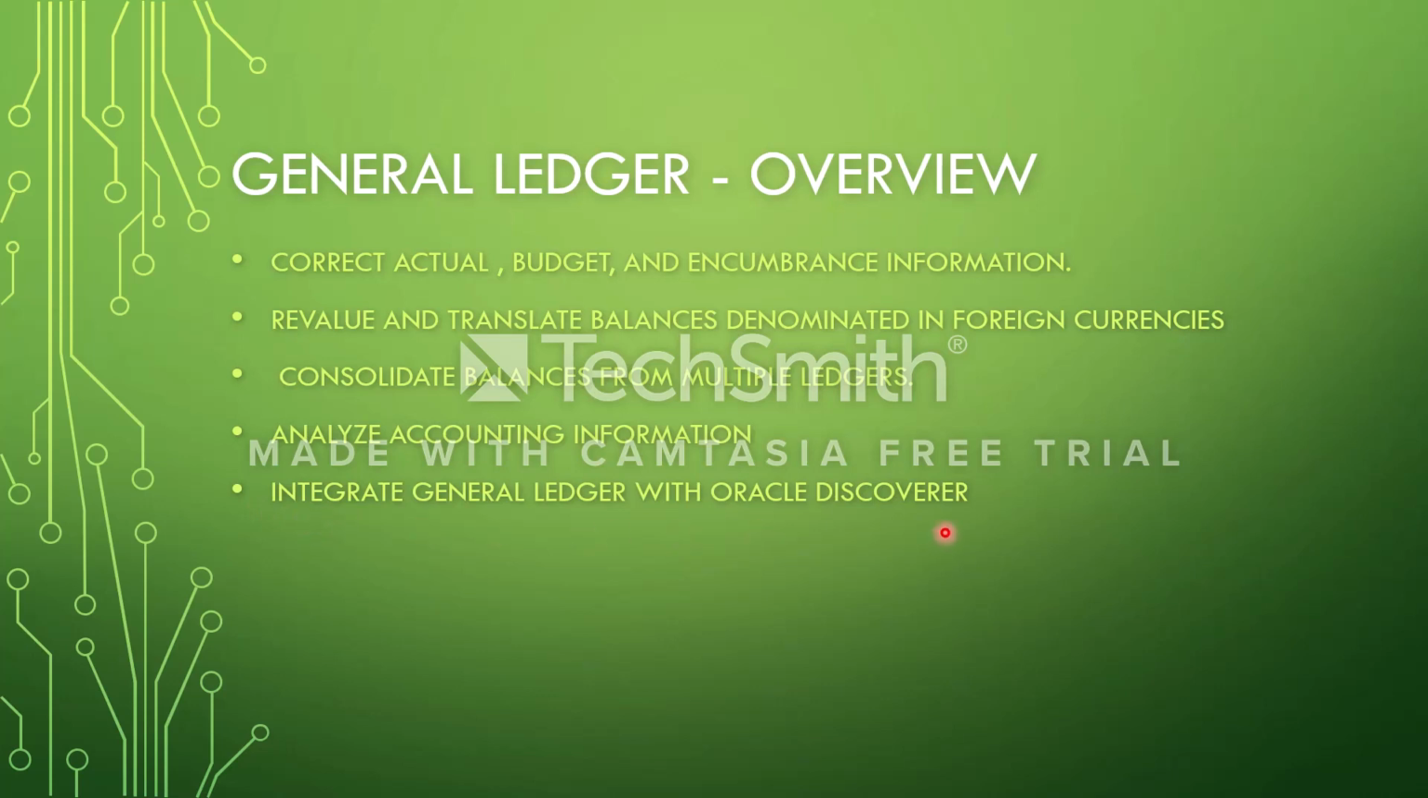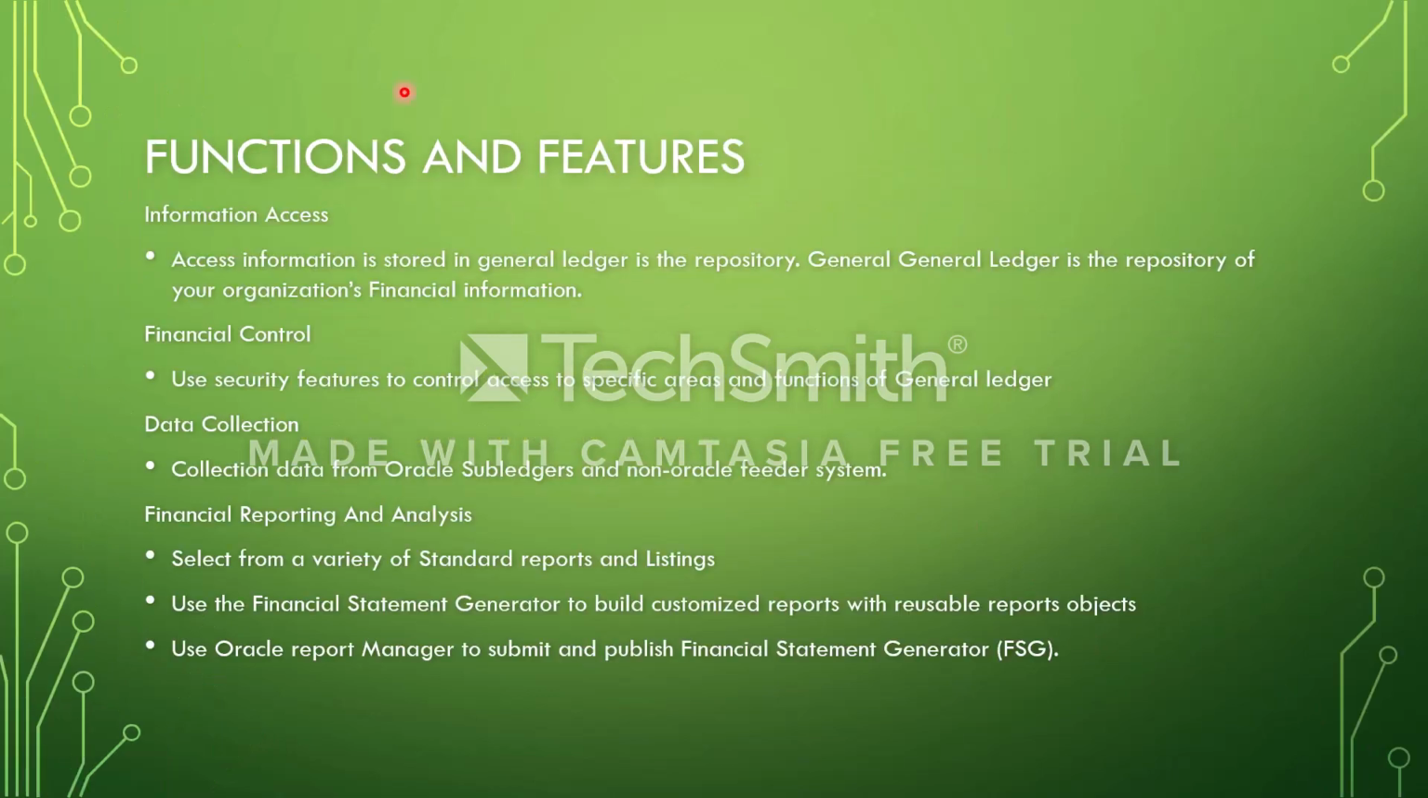Integrate general ledger with Oracle Discoverer. Oracle Discoverer is a tool, a technical tool. There also you can integrate general ledger for creating multiple reports. Now we are going to see the functions and features. So information access. Access information stored in general ledger in the repository. General ledger is the repository of your organization's financial information.